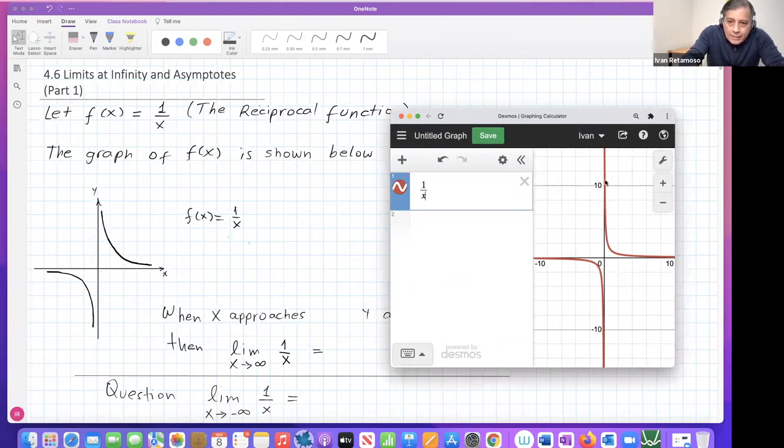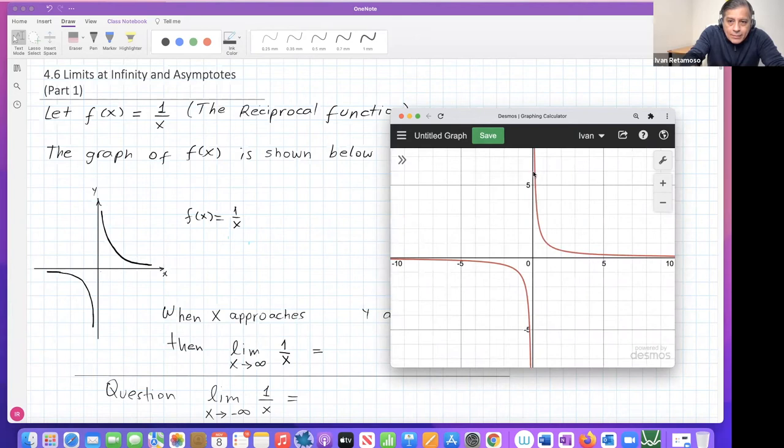You may say, professor, but I see that this curve is touching the y-axis. But in reality, if you zoom in, you will see that that's not the case, right? They are always separated. It's just that the curve gets closer and closer to the y-axis, and similarly here, closer and closer to the x-axis. So this is a good representation, okay? That's the graph.